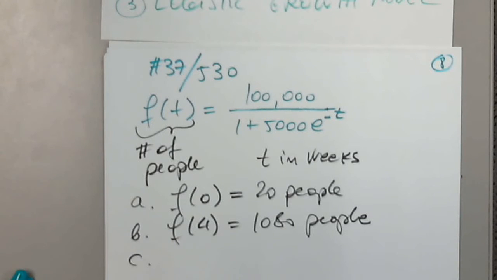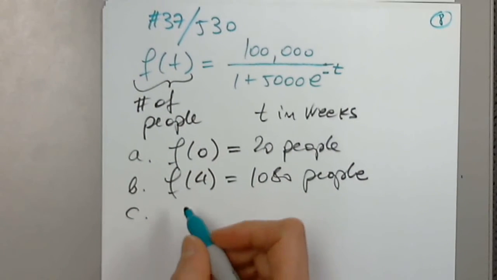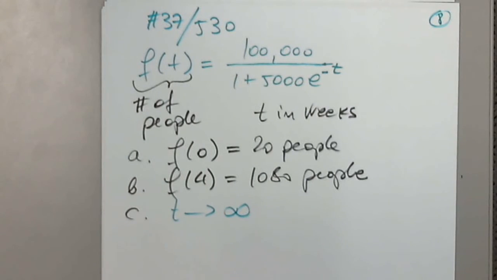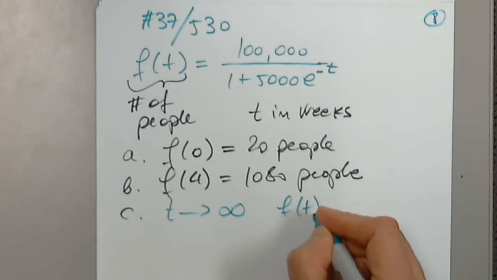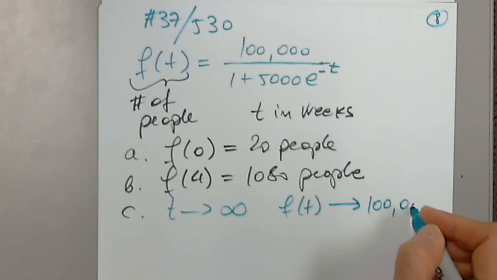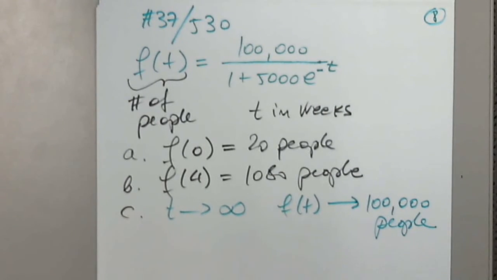How is it called? You have a horizontal asymptote, y equals 100,000, because the numerator was 100,000. So I will say, as t increases without bound, f of t approaches 100,000 people. Very good, because it was a combination of rational with exponential.